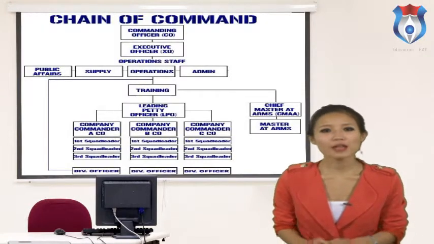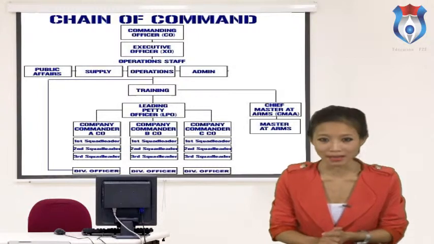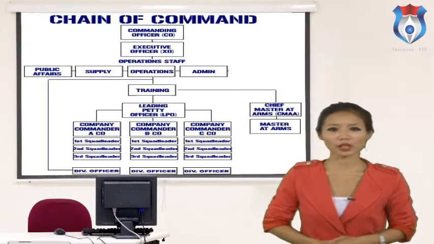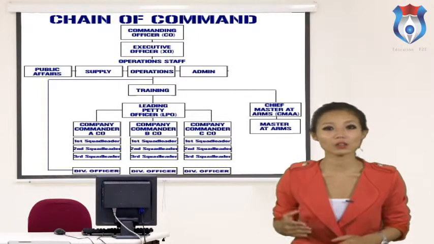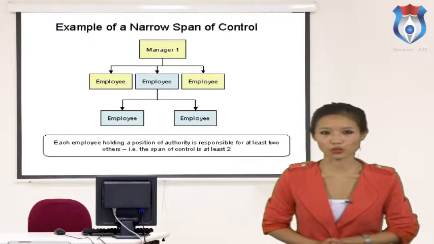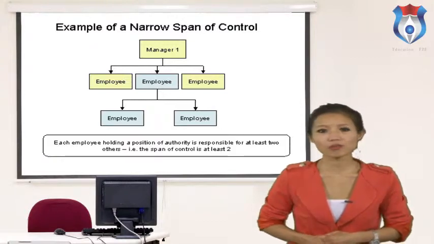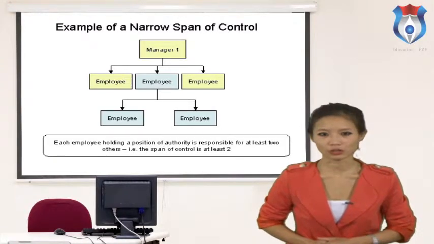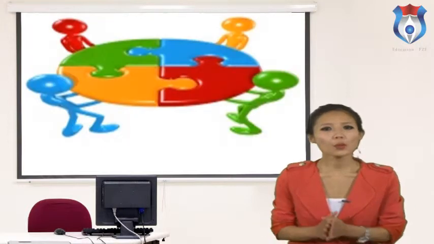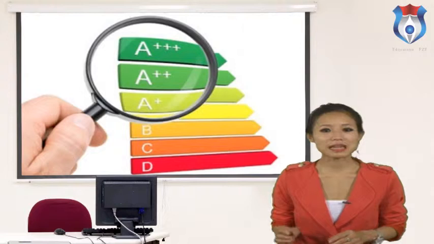Chain of command. Chain of command states that a clear, unbroken chain of command should link every employee with someone at a higher level all the way to the top of the organization. Span of control. Span of control refers to the number of subordinates reporting to a manager. Division of work. With the division of work, employees have specialized jobs.